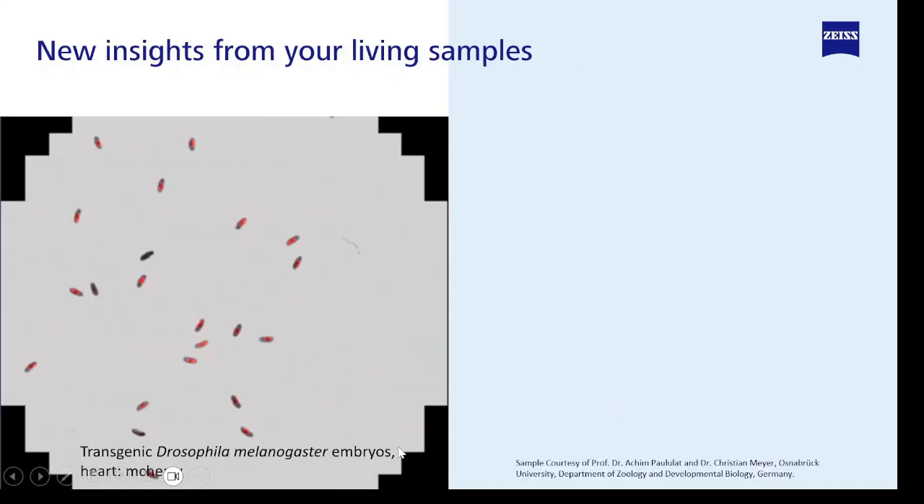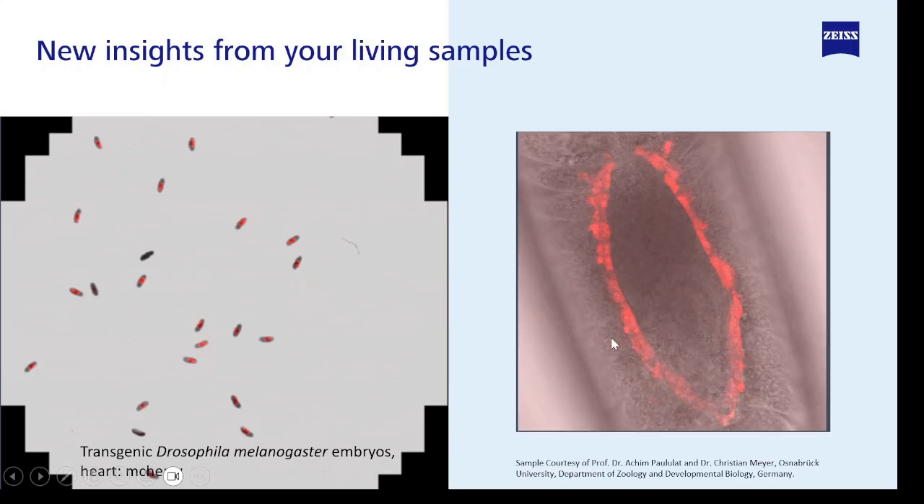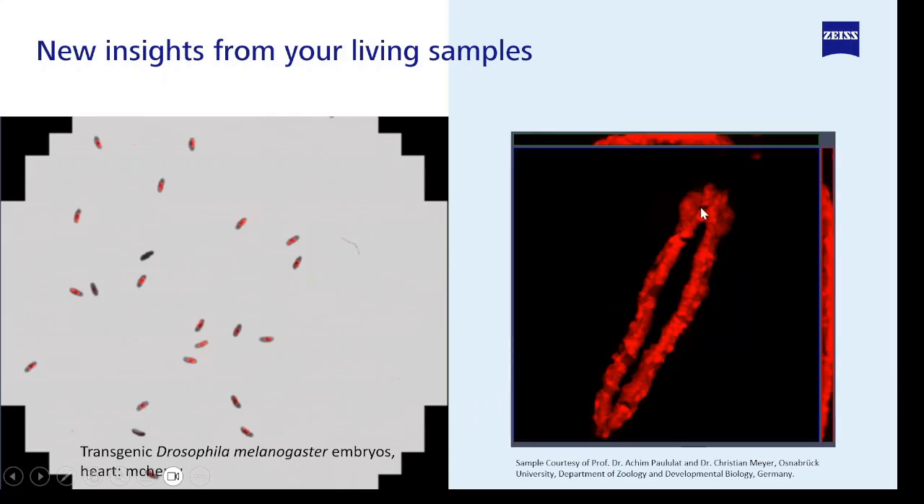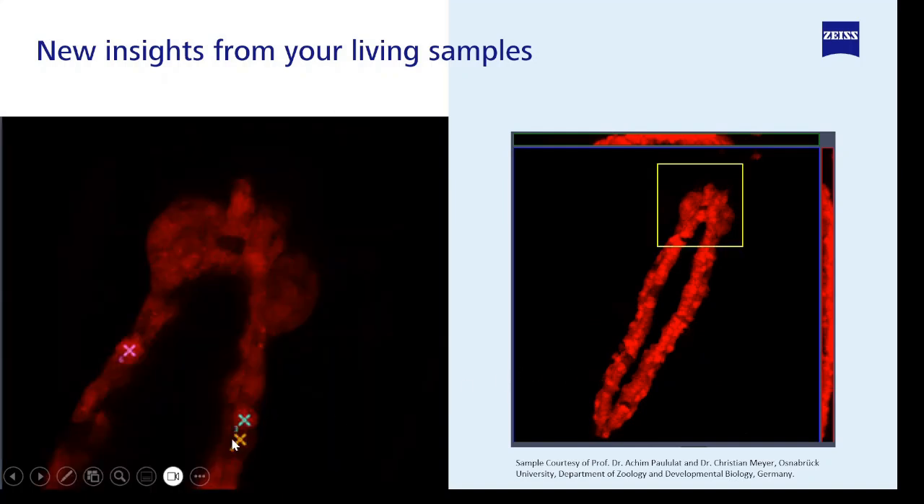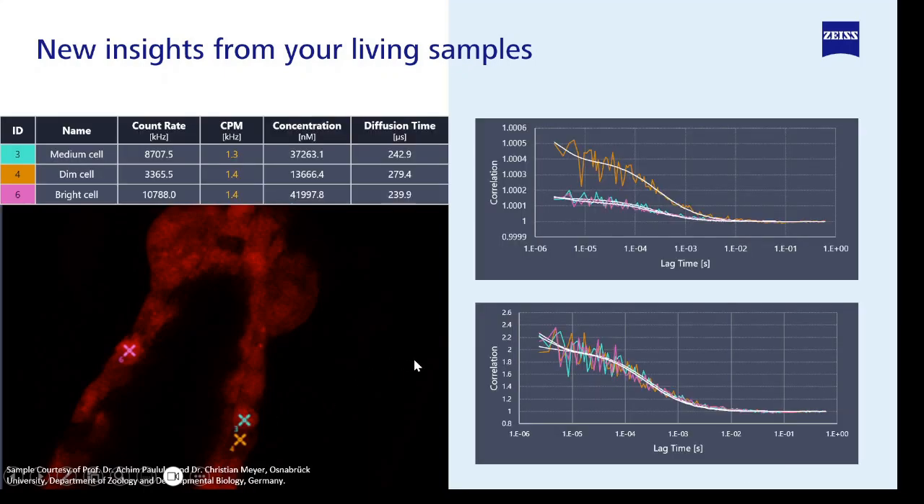This example is a Drosophila embryo, and the red is mCherry. The expression level is controlled by the cardiac enhancer, and we can see that in different cells the expression level and brightness are different. In some cells it's very dim, but in some cells it's very bright.